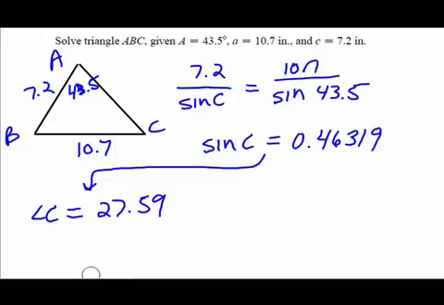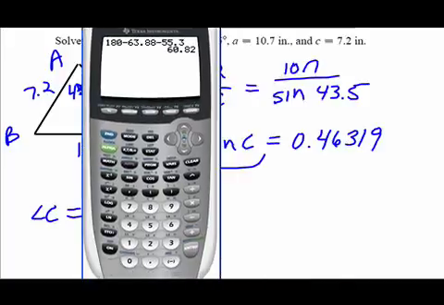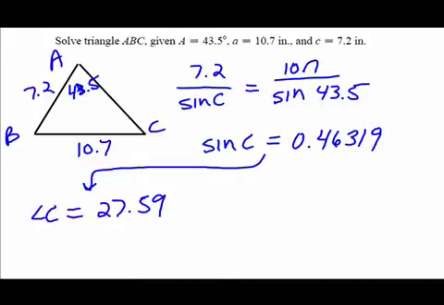Let me just verify that. Inverse sine 0.46319, 27.59. So there's angle C. I have angle A, so we'll add those two together, subtract from 180, and we get an angle B value of 108.91.